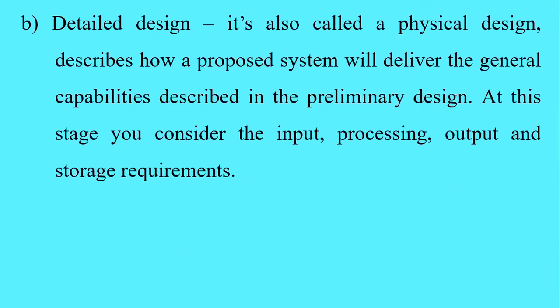The second design is called the detailed design. It is also called a physical design. This design describes how a proposed system will deliver the general capabilities described in the preliminary design. At this phase, you consider the input, processing, output, and storage requirements.